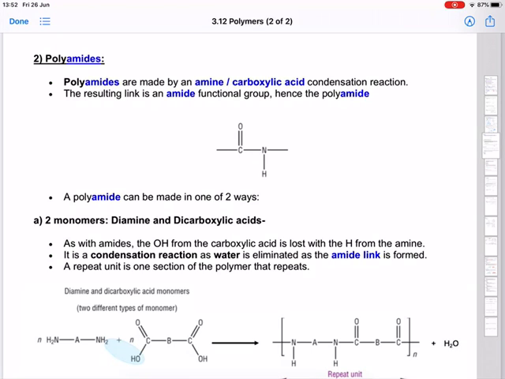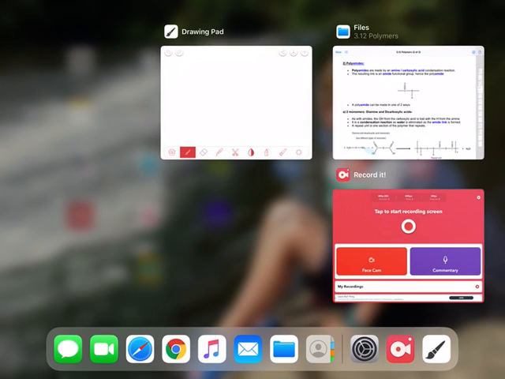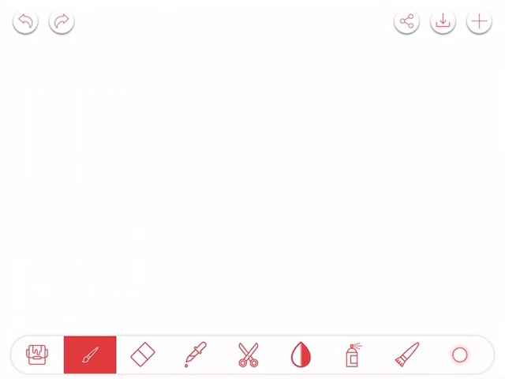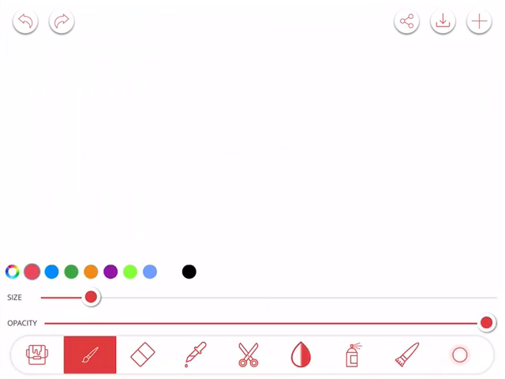The polyamides then are virtually identical type of polymerization to the polyesters, with the exception that instead of using an alcohol, we're using an amine. And again, it's probably better for me to highlight the chemistry that you've done already and see how it all connects together.